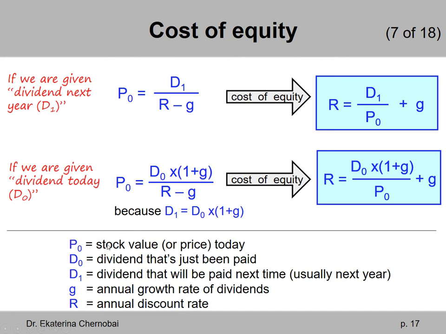Okay, so P0 is stock value or stock price today, D0 is dividend that has just been paid or current dividend, D1 is dividend that will be paid next time, usually in 1 year. g is the annual growth rate in dividends in percent, and R is also in percent. That's the annual discount rate, or the return on stock investment from the investor's perspective, or in chapter 14, from the firm's perspective, this is the cost of equity. Okay, so we have just reviewed the formulas that allow us to calculate R, the cost of equity.